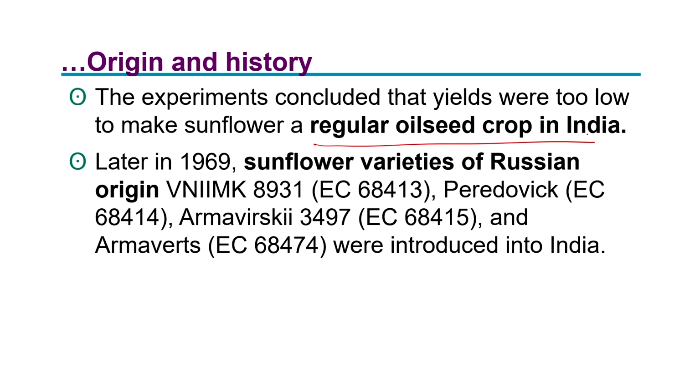Initially, but later in 1969, sunflower varieties of Russian origin like VNIIMK8931, which is EC68413, where EC means exotic collection, then Peredovik, EC68414, Armavirsky 3497, which was EC68415, and Armavirsky, which was EC68474, were introduced into the country. And then they straightaway started cultivation of these varieties.